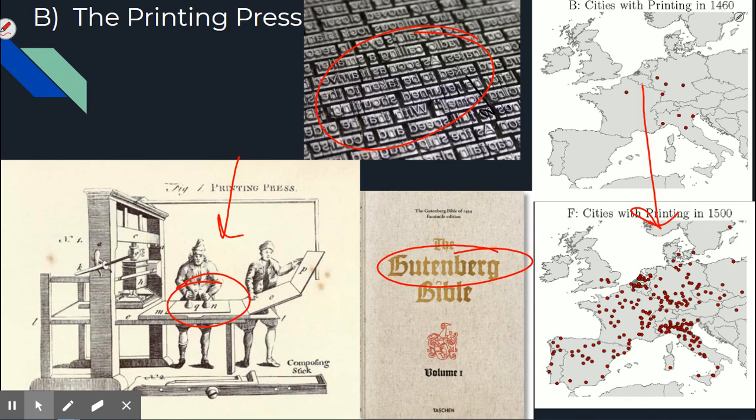And so if there are more books, there's more motivation for more people to learn how to read and how to write. And so the obvious effect is literacy rates are going to increase significantly. The printing press led to a massive explosion of information in Europe.